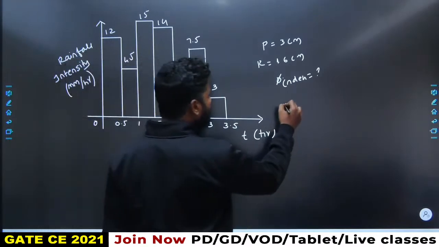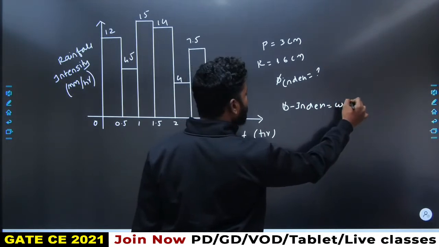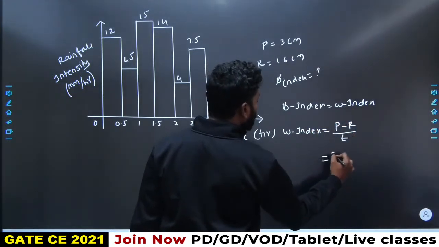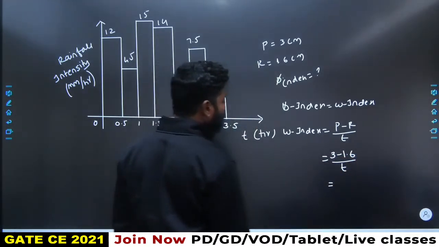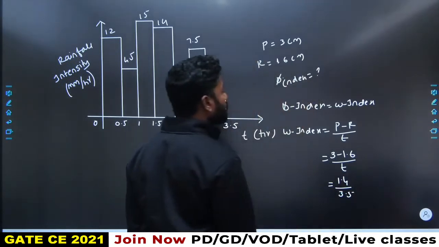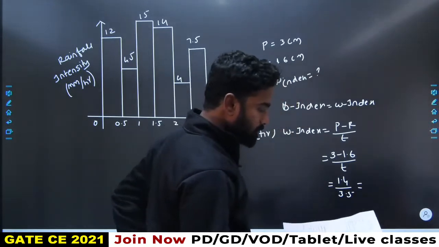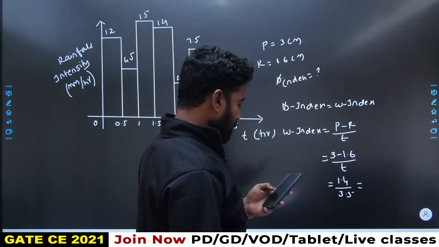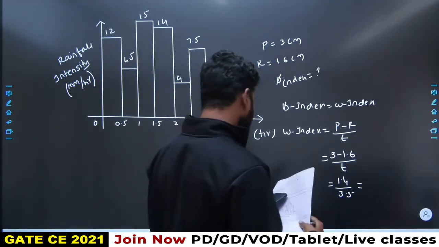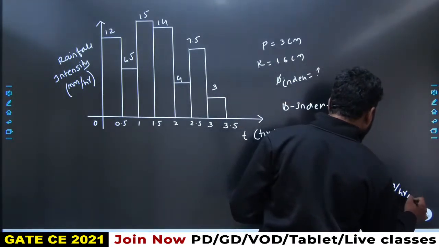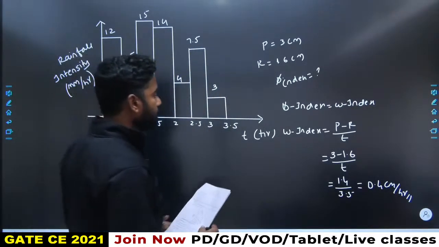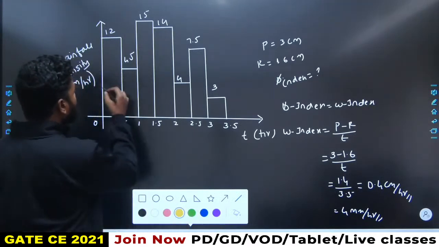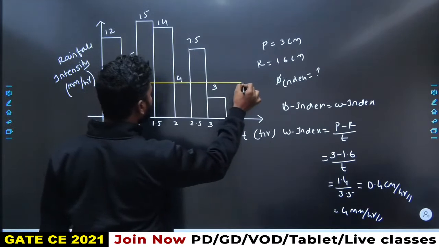So, in the first case what we will take is phi index equals W index in our first iteration. From this, W index is equals to P minus R upon T, that is 3 minus 1.6 upon T, 1.4 upon 3.5 total time period. 1.4 divided by 3.5 is 0.4 centimeters per hour, that is 4 mm per hour. For first iteration it is 4 mm per hour only. Phi index is equals to W index is equals to 4 mm per hour.